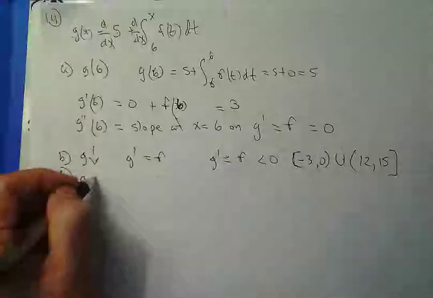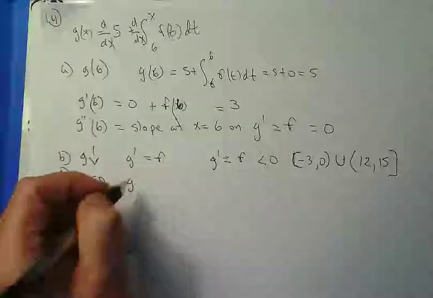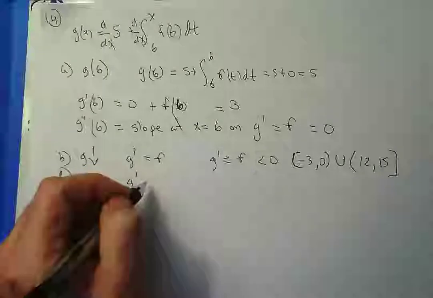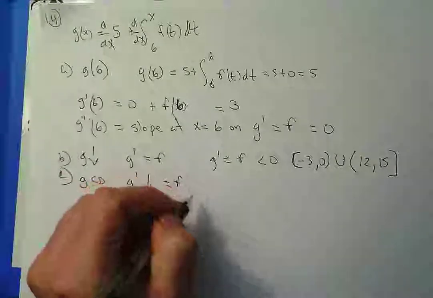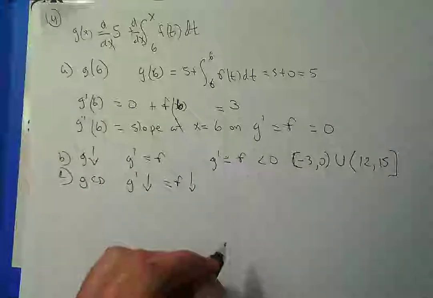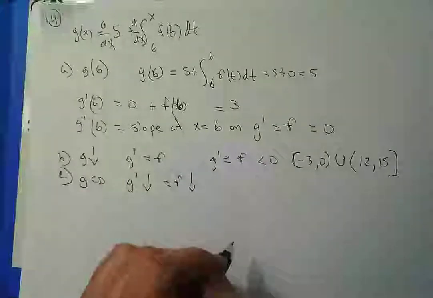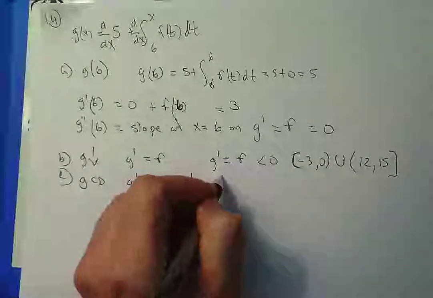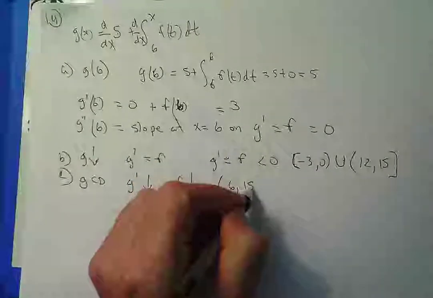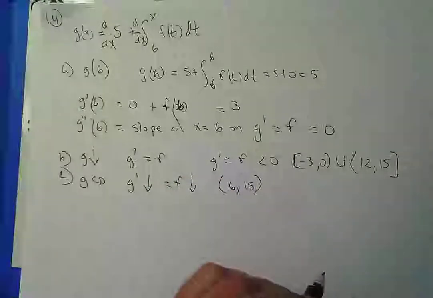C. On what intervals is g concave down? Well, g would be concave down when g prime is decreasing. So I want to know when f is decreasing. f is decreasing from 6 to 15. So 6 to 15. Justify your answer.